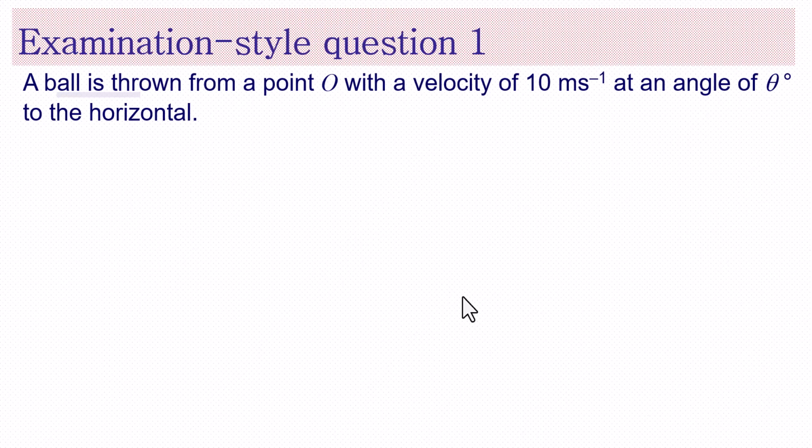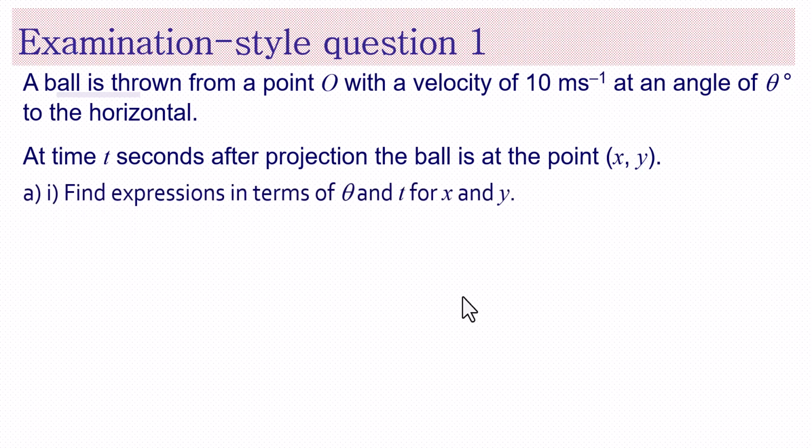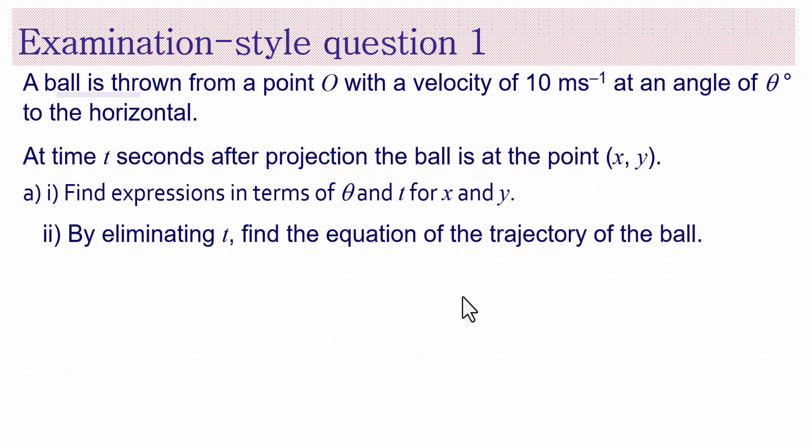Our first question says a ball is thrown from a point O with a velocity of 10 meters per second at an angle of theta degrees to the horizontal. At time t seconds after projection, the ball is at the point x, y. Part A, Roman 1: find the expression in terms of theta and t for x and y. Roman 2: by eliminating t, find the equation of the trajectory of the ball.